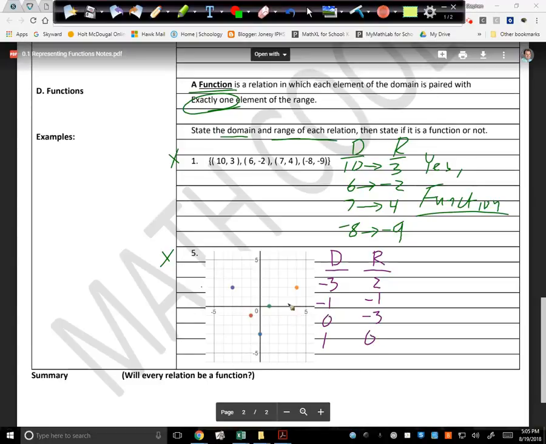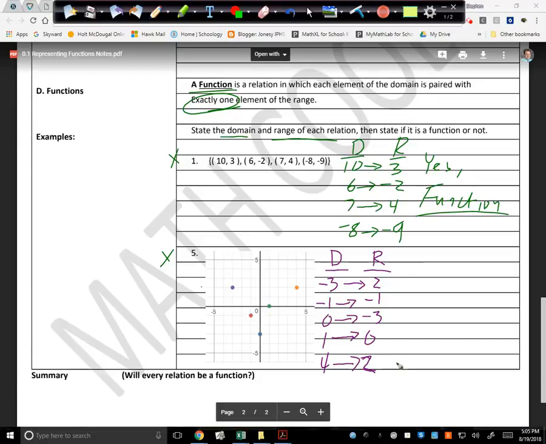And then this one over here is 4 and 2. Okay, so again, is this a function? Well, -3 only maps to 2. -1 only maps to a -1. 0 only maps to -3. 1 only maps to 0. And 4 only maps to 2.